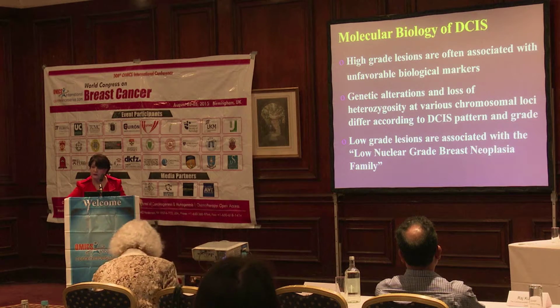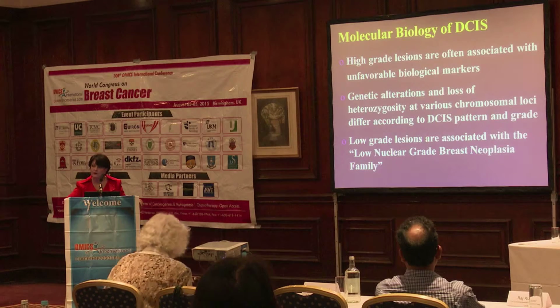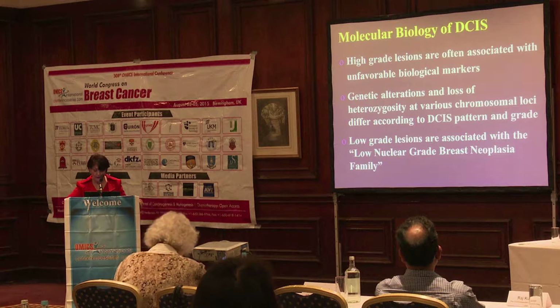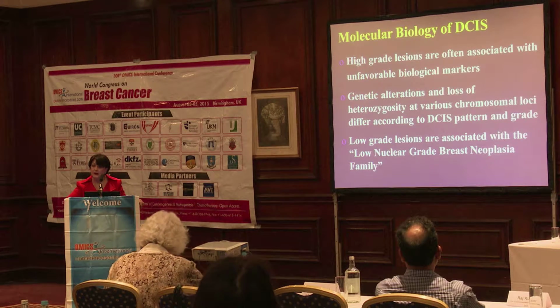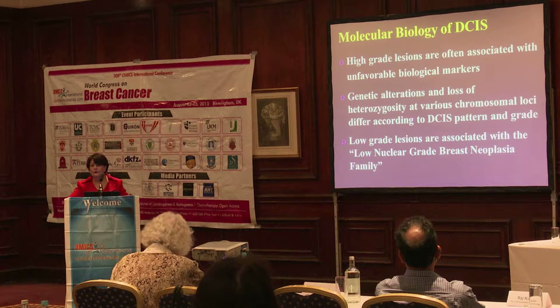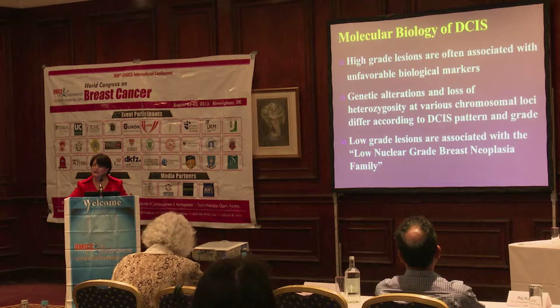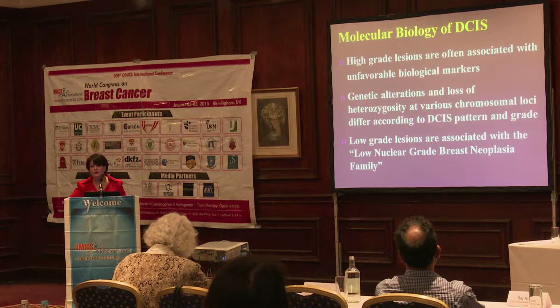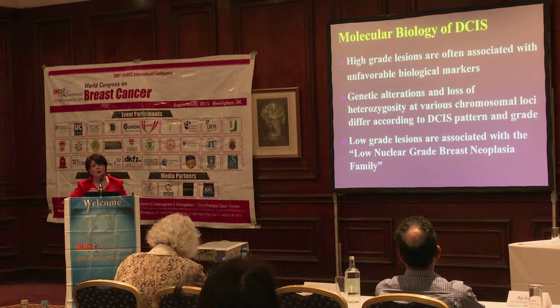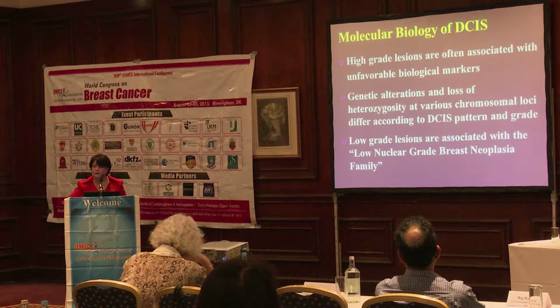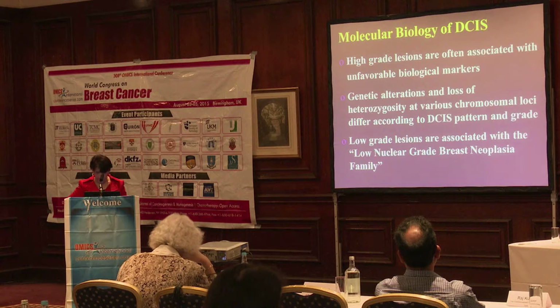And low-grade lesions are associated with what we call the low nuclear grade breast neoplasia family. This is the category of proliferative or atypical proliferative lesions with an associated tendency toward low-grade ductal carcinoma in situ. They belong to a family that are all associated with good outcome, and those are the lesions that we can recognize and try to make sure that we spare them from aggressive cancer therapy.